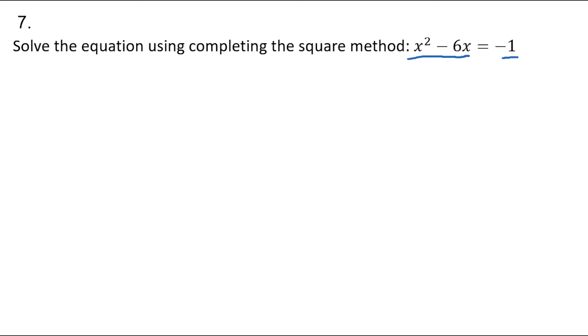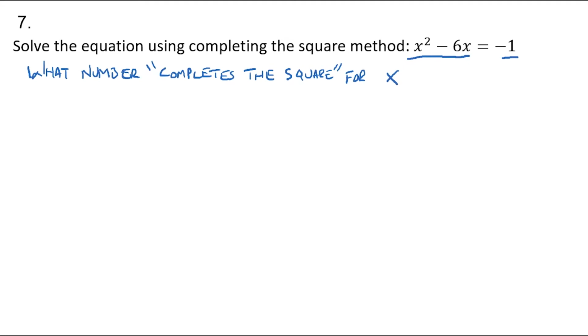So the first thing that you want to ask yourself is, what number completes the square for x squared minus 6x, right? That's the question.